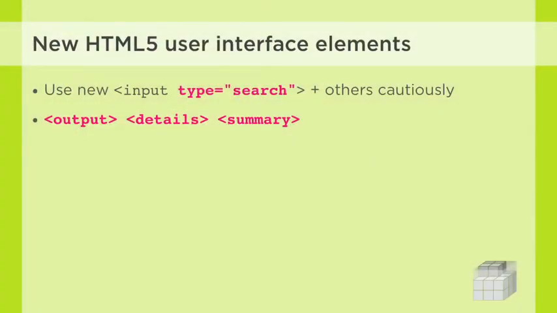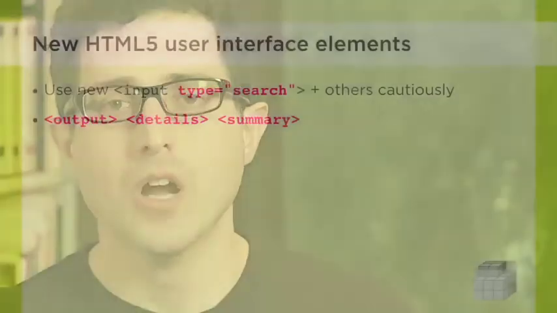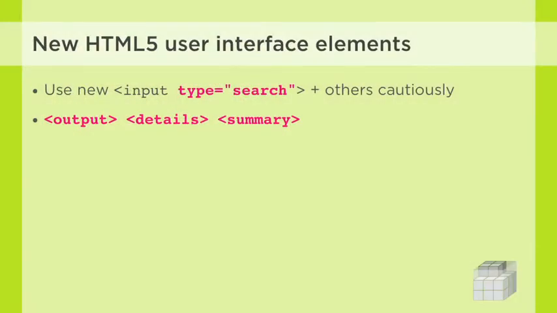Output, details, and summary. These are elements that currently aren't adding that much interactivity, so I would say use them cautiously. You're not sure exactly what the impact is going to be on your interface. For the most part, if you use output, it makes semantic sense. It's not going to alter the appearance there, or rather it shouldn't, as far as we know. I think it's worth using.